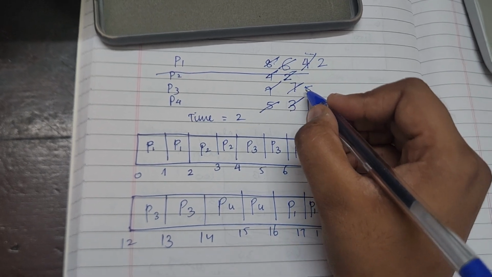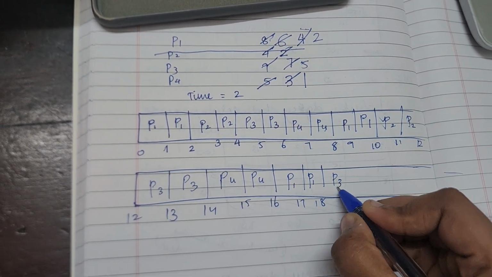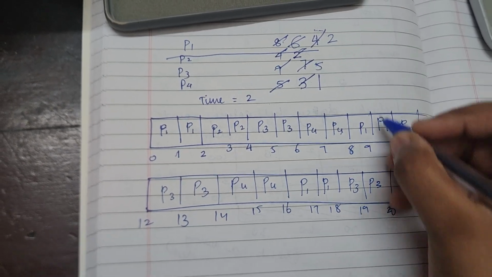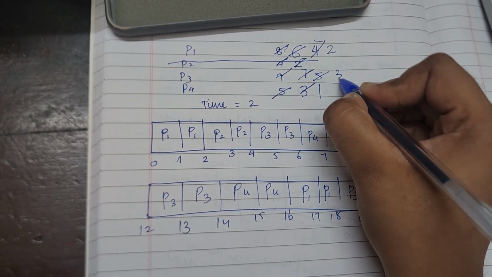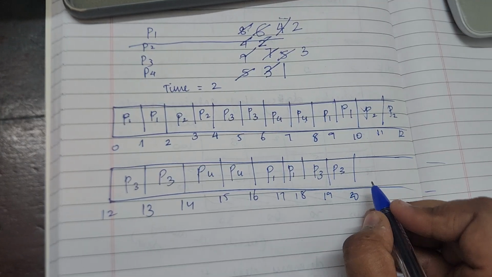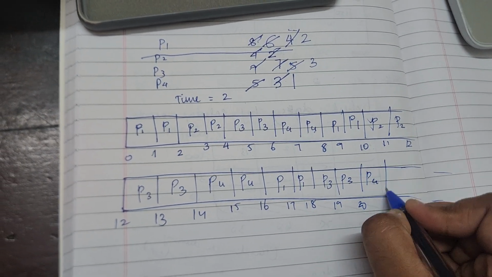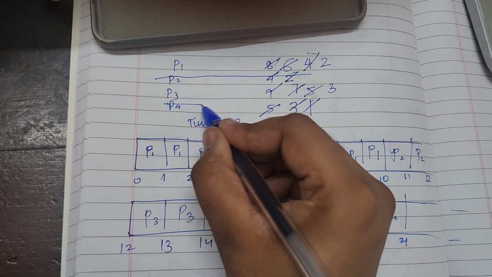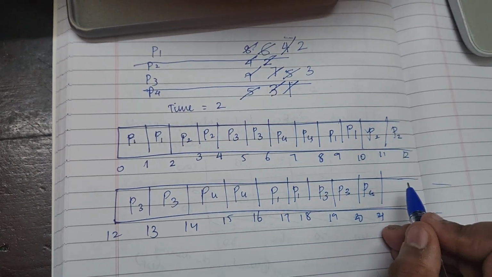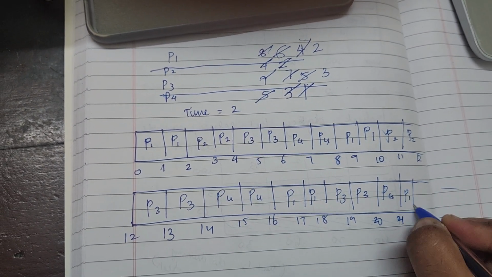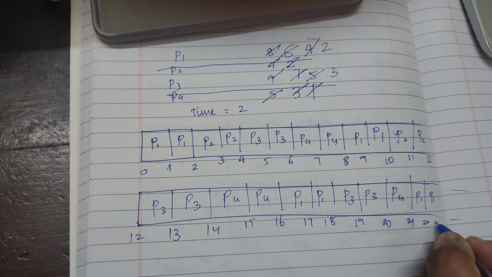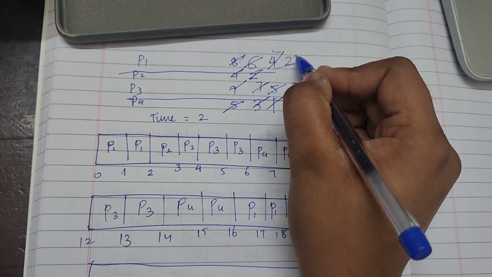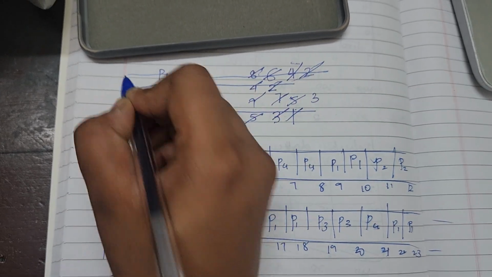P2 was over already. P3, 2 units. P3, P3, 19, 20. This 5 becomes a 3. P4 needs only 1 unit, so you give it that 1 unit and you finish off with P4 again. Go back to P1, give it 2 units. P1, P1, 22, 23. So we gave P1 2 units, so that's it with P1 also, we are done.